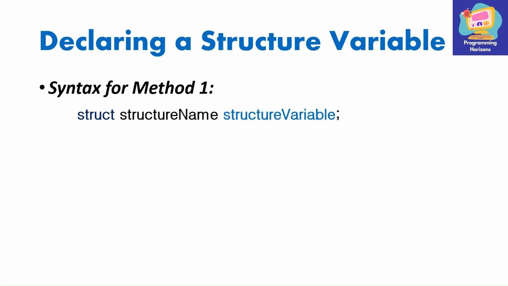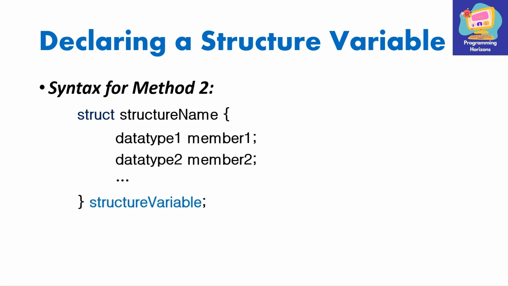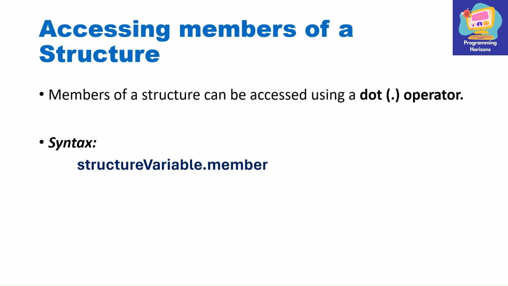Here is the syntax for the first method. We have to specify the keyword struct followed by the structure name, and then we mention the structure variable name, again according to the rules for identifiers. The second method is a shortcut method where we mention the structure variable name just before putting the last semicolon after defining the whole structure. As mentioned earlier, structure variables are required to access members of a structure, and members of a structure can be accessed using the dot operator.